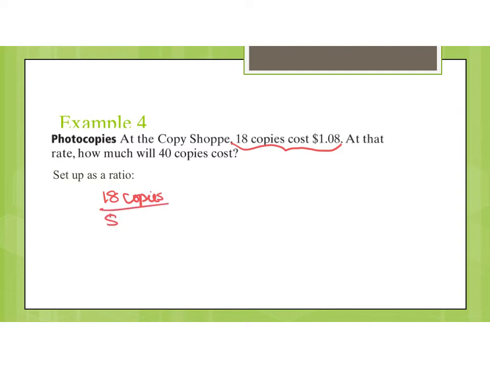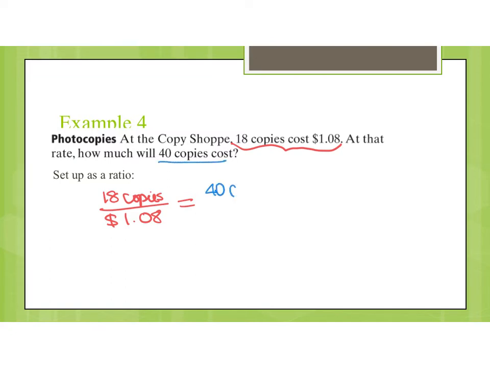And for those 18 copies, it's going to cost me $1.08. Okay, so I could have put the $1.08 on top and the 18 copies in the bottom. So the first one does not matter, but the second one has to follow suit. In other words, you have to have the same units on the top as you do on the bottom. So because I have copies on the top in this first proportion, I have to have copies on the top over here. So my next set of data wants to know how much 40 copies will cost me.